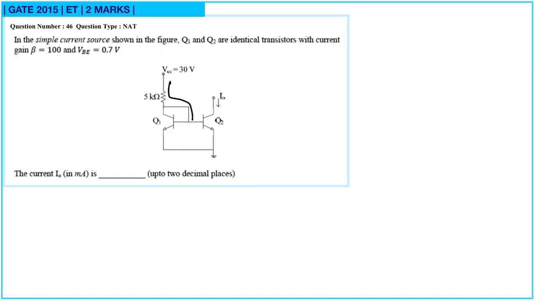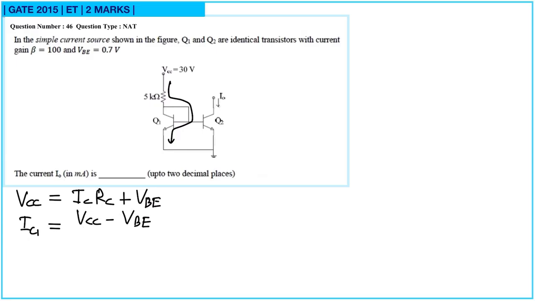Now let us consider first this path. For this path, I can write VCC is equal to ICRC plus VBE. That is the voltage across the 5 kilo ohm resistor plus the voltage across VBE. So IC1, that is the collector current for the first transistor Q1, will be VCC minus VBE upon RC. So this will be 30 minus 0.7 upon 5 kilo ohm, and this is equal to 5.86 milliampere.